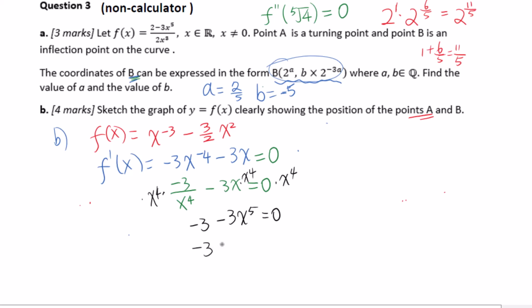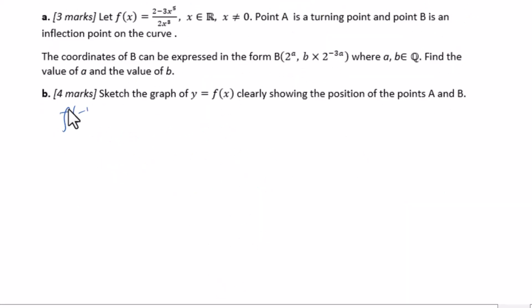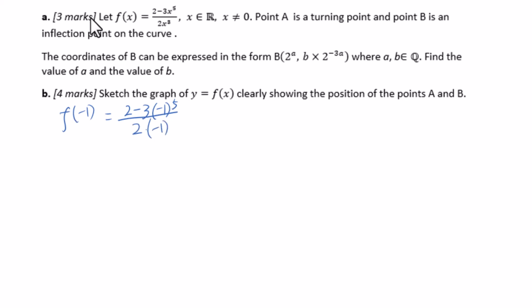Then negative 3 equals 3x to the fifth power. X to the fifth power equals negative 1. Then x equals negative 1. Therefore, f of negative 1 equals (2 minus 3(negative 1) to the fifth power) over 2 times (negative 1) to the third power. 5 over negative 2 equals negative 5 over 2. So we get the coordinate for A is (negative 1, negative 5 over 2).